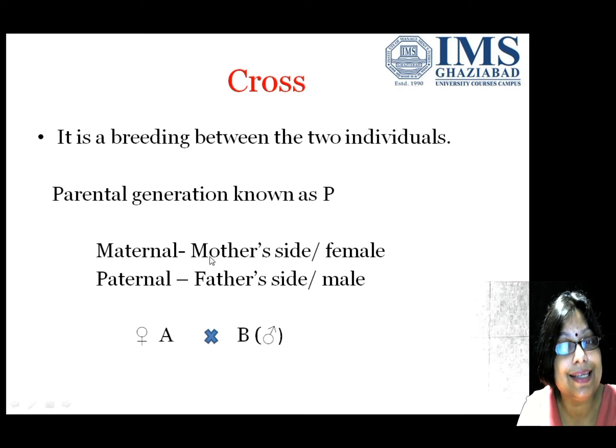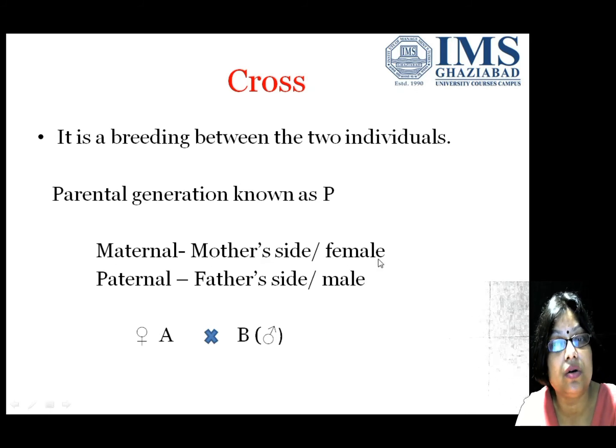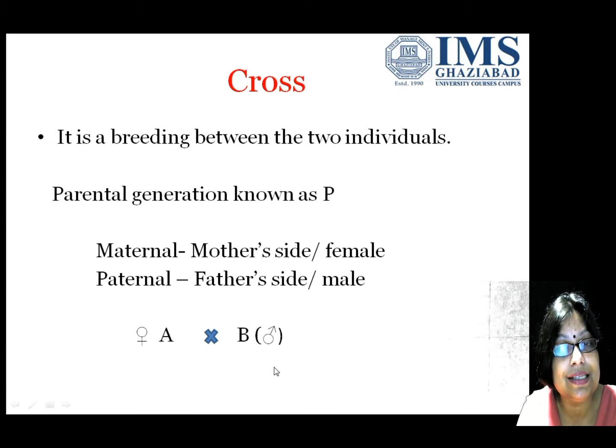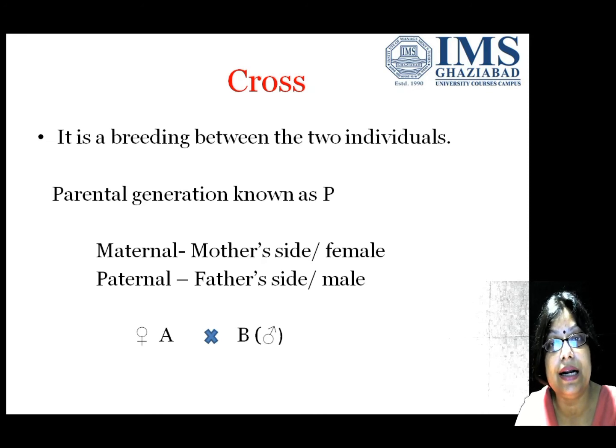So, the maternal side is the mother's side or the female, and the paternal side is the father's side or the male. But all together, this makes the parental generation. When a cross occurs between the two individuals, we get the next generation, the first generation or the hybrids from the parents. The parental generation is designated with the symbol P.